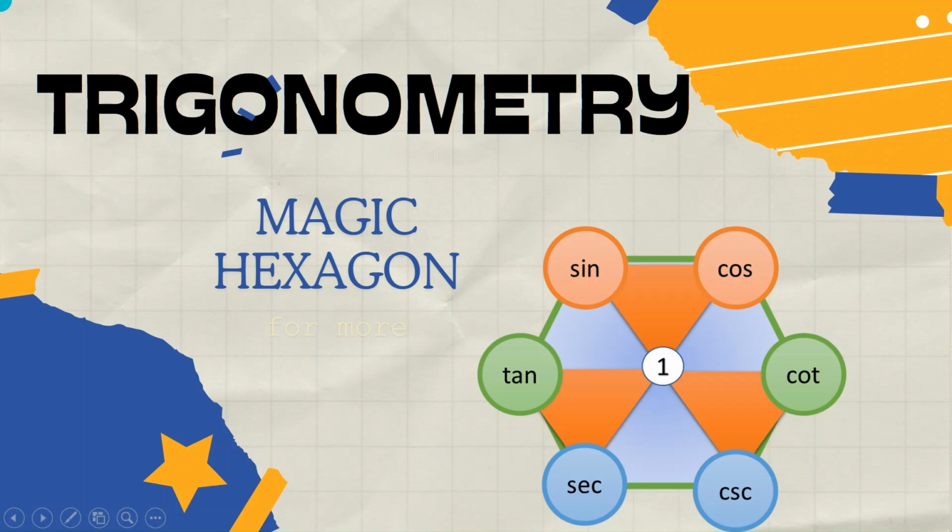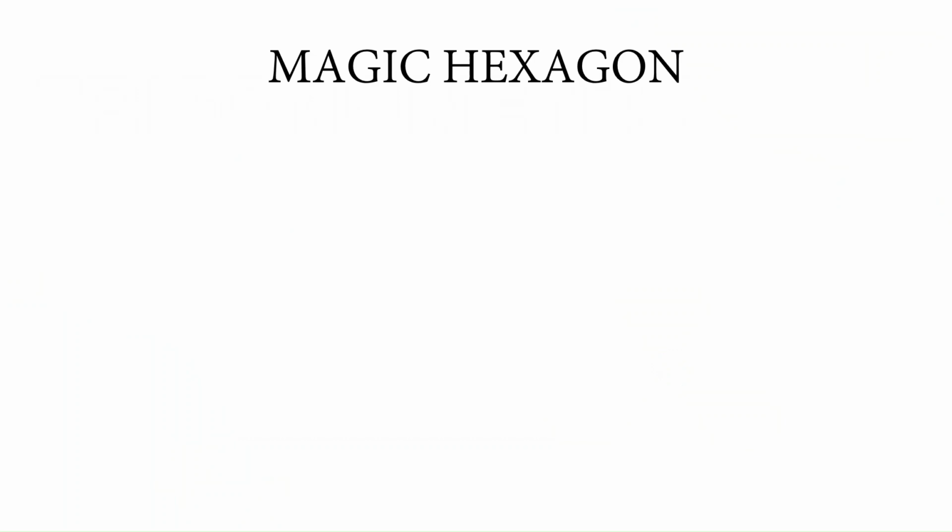Magic Hexagon in Trigonometry. This is also called the Super Hexagon. This hexagon will help us to recollect different trigonometric identities. First, we'll see how to construct this hexagon. Hexagon means a six-sided polygon.